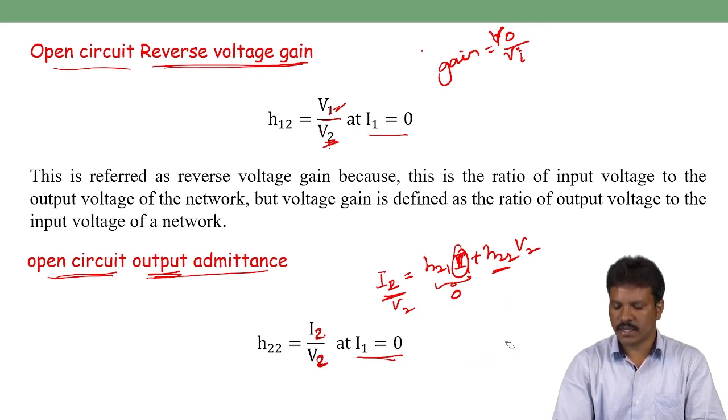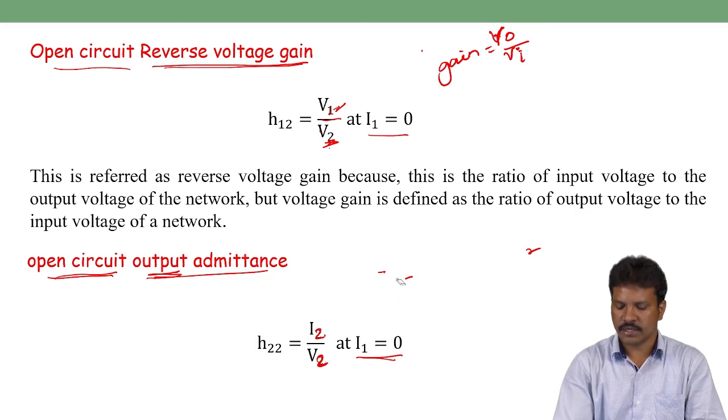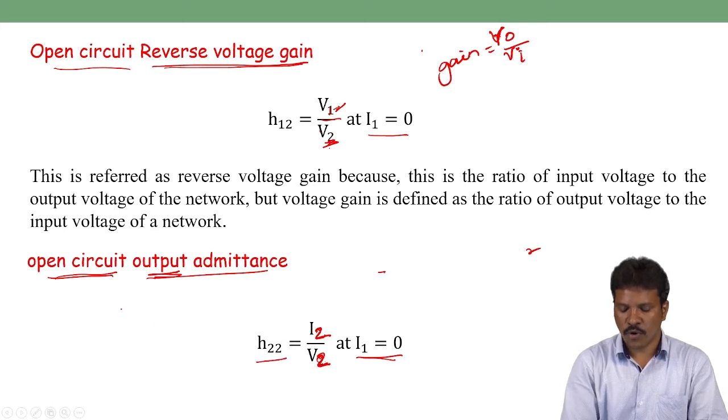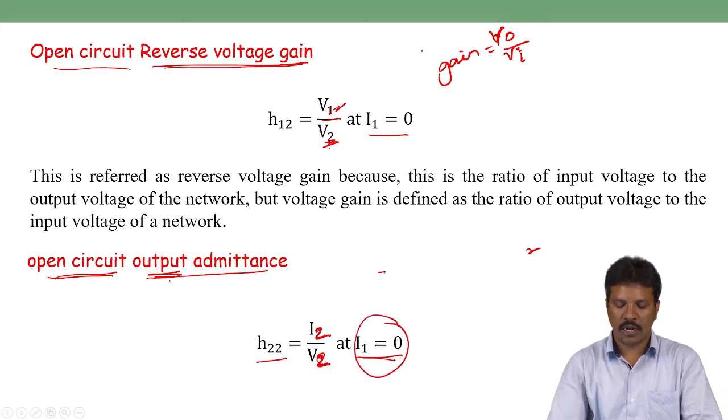So we can call it output admittance. Why is it called output? By considering output current by output voltage, the ratio of I by V represents the admittance or conductance. So H22 is equal to open circuit output admittance.